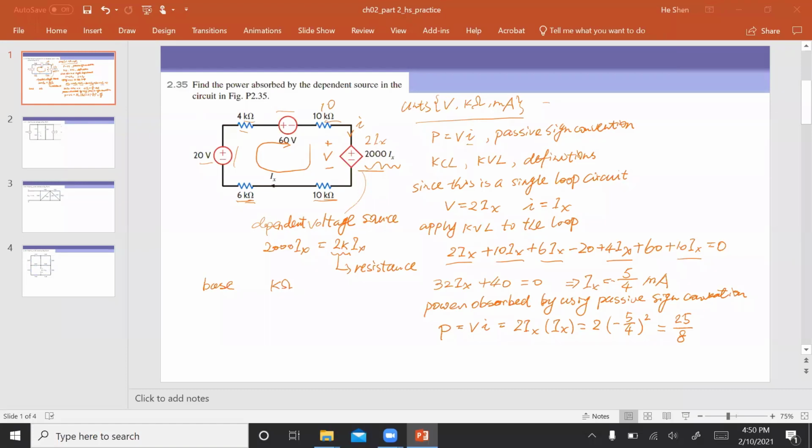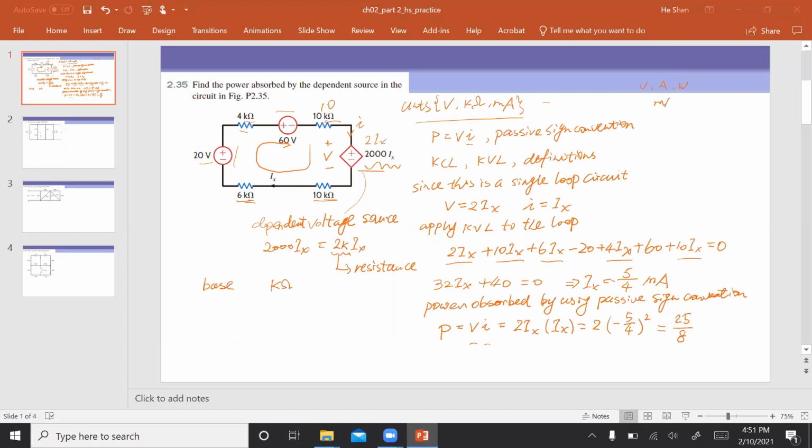What will be the unit for power? Look, I have a volt, and what is the unit for current? Milliamp. What will be the unit for power? This is power, and we said it's equal to V times I. Milliwatts. The standard unit is volt, amp, and watt, right?